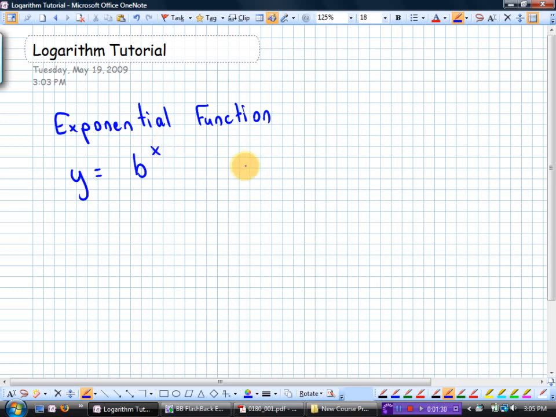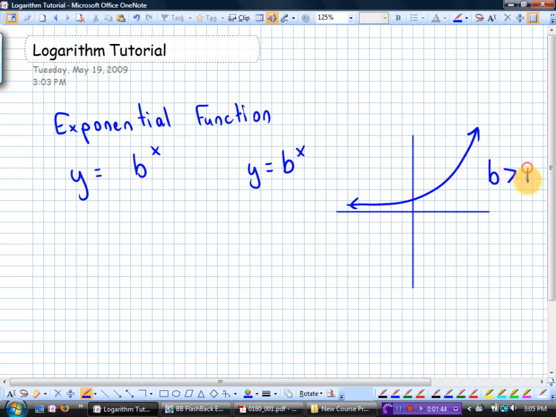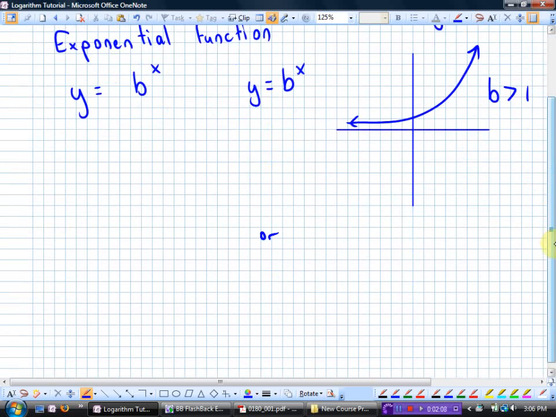Every exponential equation looked like this, if b was bigger than 1, if your base was bigger than 1. So this might be a graph of y equals 2 to the x, or y equals 3 to the x, or y equals 10 to the x. And we call these exponential growth equations, because as you move to the right, it grows. Or they looked like this.